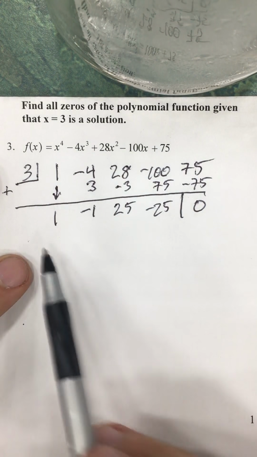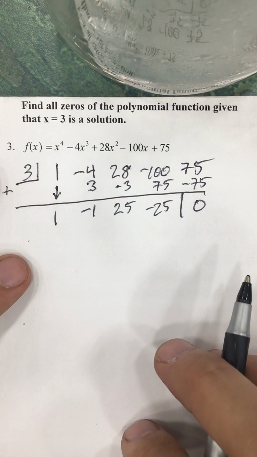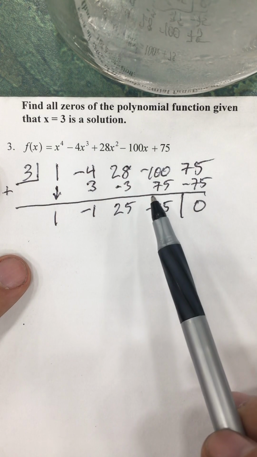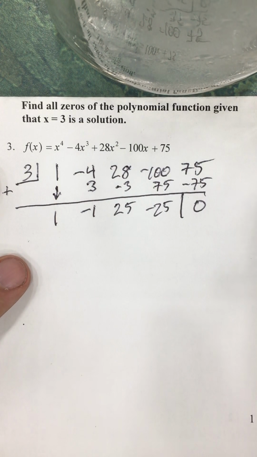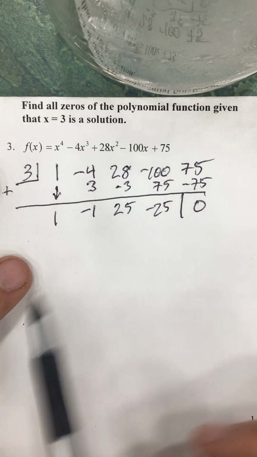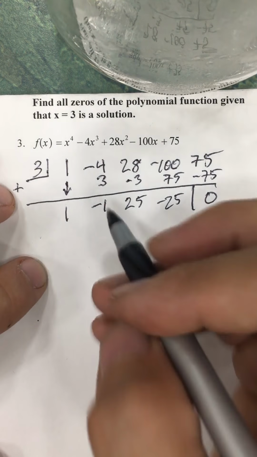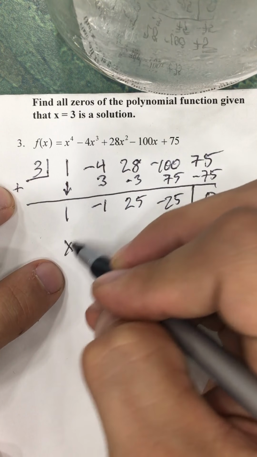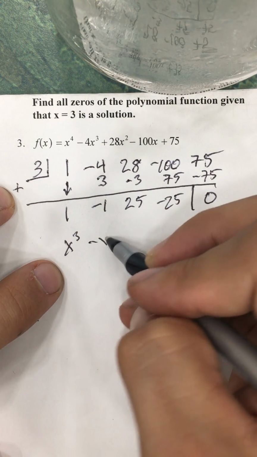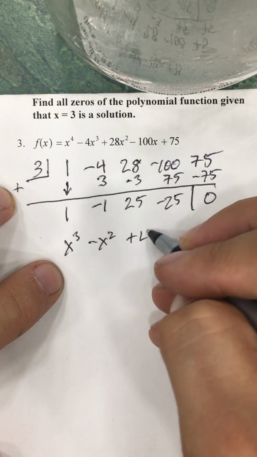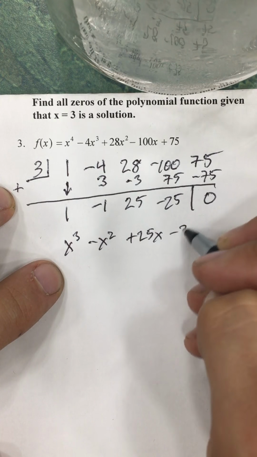Now, we look at this and we're like, okay, well, what else does this factor down to? And we could make the factors of C divided by the factors of D. Or we could actually just look at what we have, and I think we could use factor by grouping, because when we have 4 terms, we can sometimes factor by grouping. So we look at this right here. This becomes an x to the third minus x squared plus 25x minus 25.